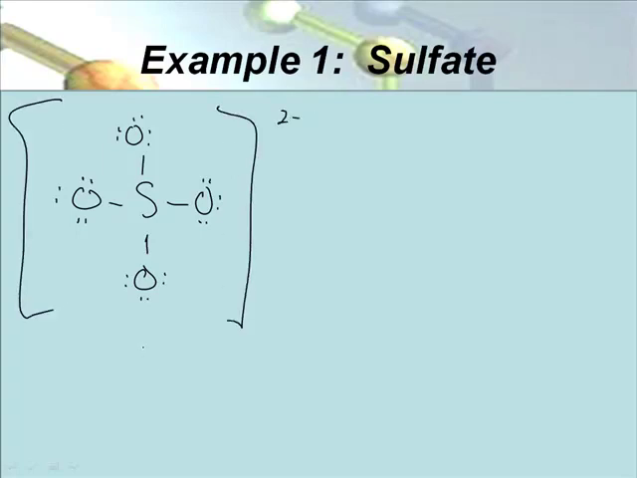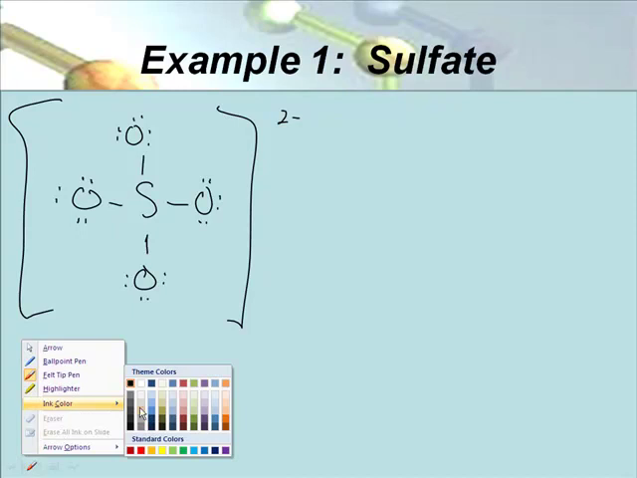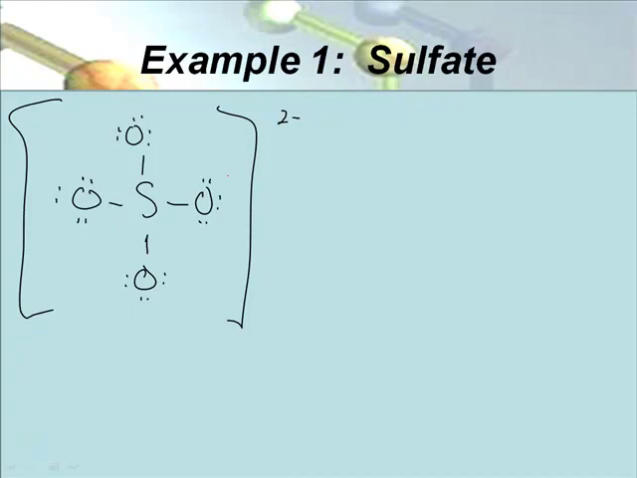That obeys the octet rule. Everyone's happy. Everyone's got 8. We're happy, right? Well, let's assign formal charge now. We want to assign formal charge to every single one of my atoms. Now, what you do is you take the number of electrons normally associated with the oxygen, for example, up here. Oxygen normally has 6. And then you take the number of electrons around it: 1, 2, 3, 4, 5, 6.